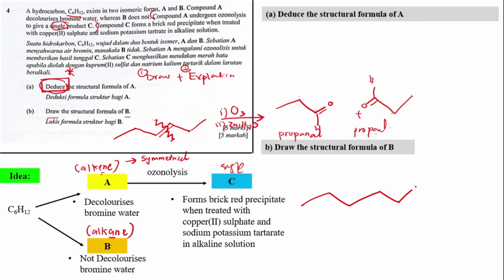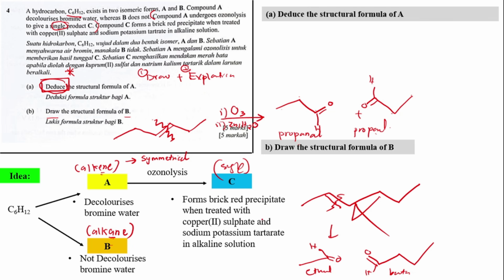So your answer cannot be like this, because if your carbon-carbon double bond is going to be like this, you're going to get two different products. You're going to get one is ethanal, the other one is butanal. So different products, so this answer will not be accepted. That is why only this answer is going to be accepted, because it says a single product of C.